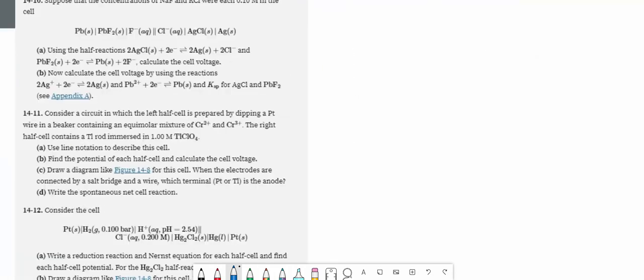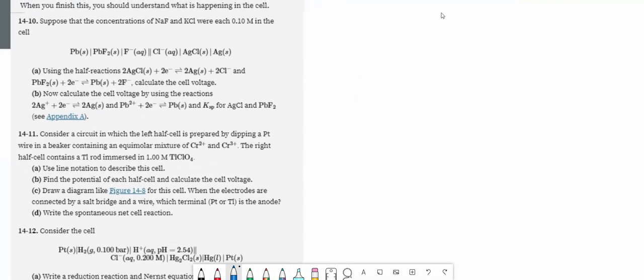Now let's go down to number 10. Suppose that the concentrations of sodium fluoride and potassium chloride are each 0.10 molar in this cell. So these are both 0.1. Using these half reactions, calculate the cell voltage. Now, if I was going to ask you this question, I'm not going to give you the half reactions. I do expect you to be able to pull out the half reactions. So we are going with AgCl, and they've even balanced it for you. That's very kind.